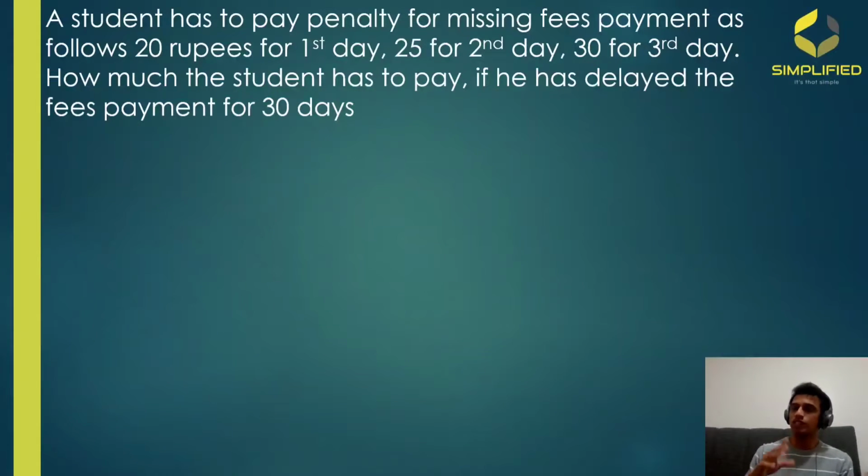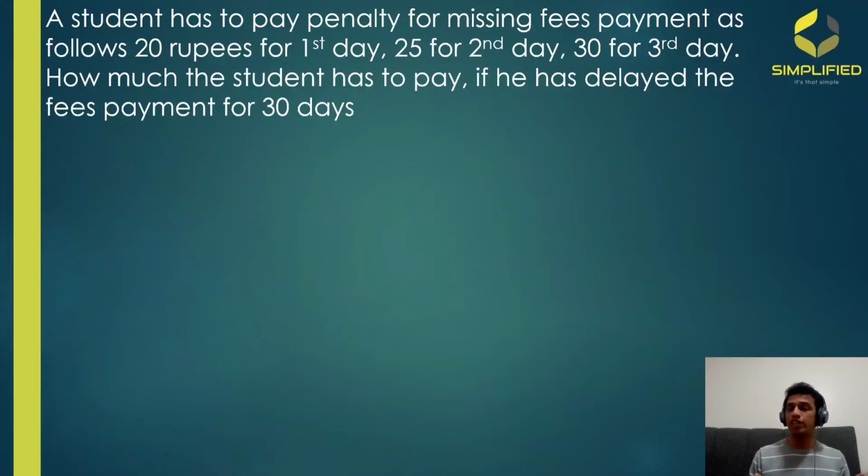rupees. For the second day, the penalty is 25 rupees, which means that if he is delaying 2 days, the total penalty amount is not just 25 for the second day, it's 25 plus the first day's 20, which means it is a total of 45 rupees he needs to pay as penalty for delaying 2 days.